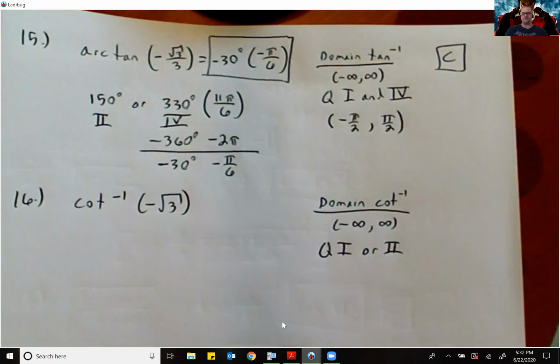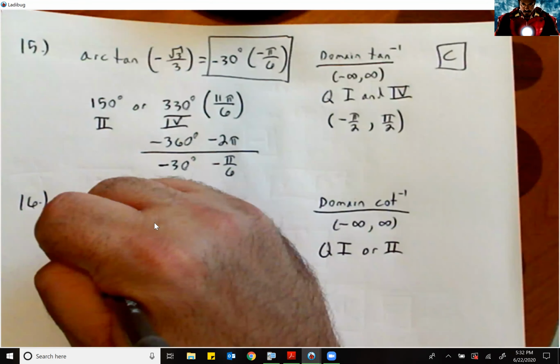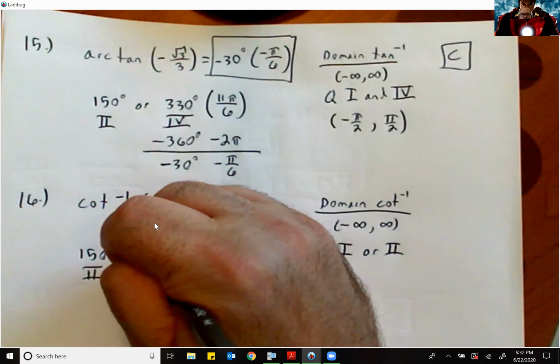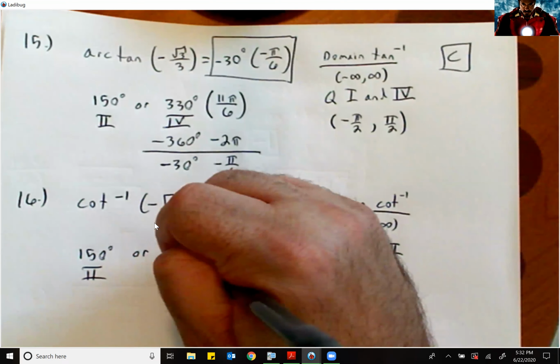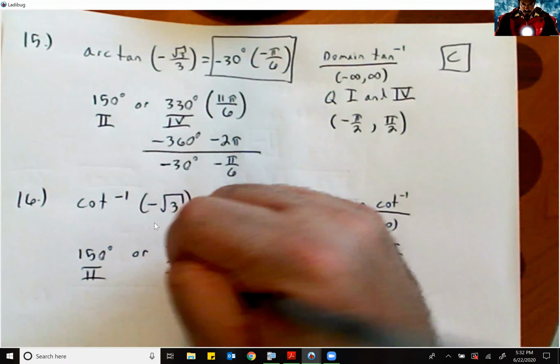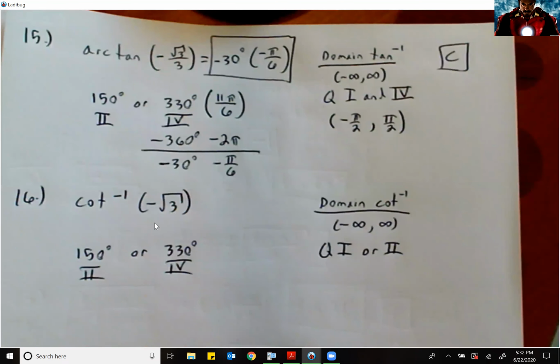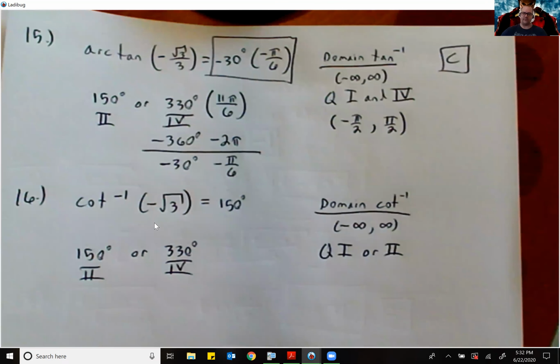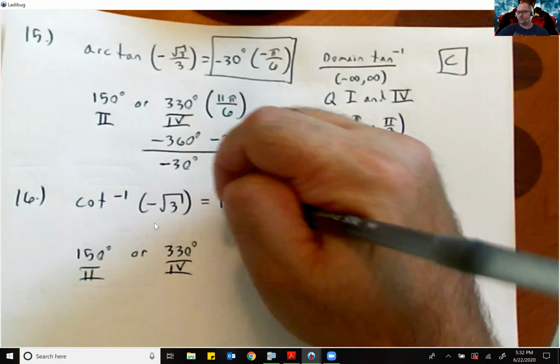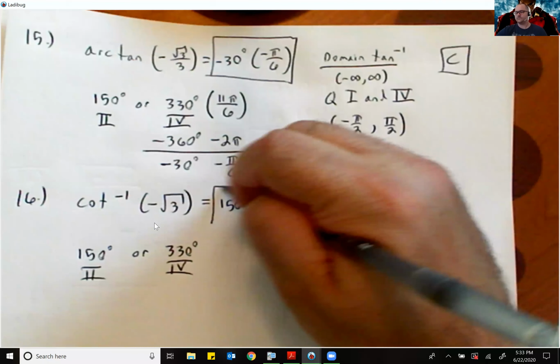So we want to look up our answers for this. When is cotangent negative square root of 3? Well, cotangent is negative square root of 3 at 150 degrees, which is quadrant 2, or 330 degrees, which is quadrant 4. So which one do we want for our answer? Yeah, the 150. And the answer in radians for that, we already talked about, 5 pi over 6. So there you go.